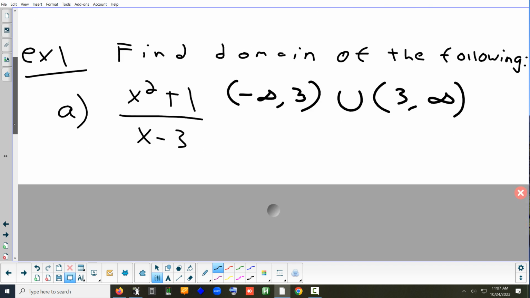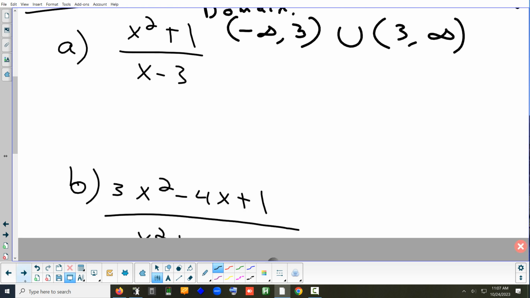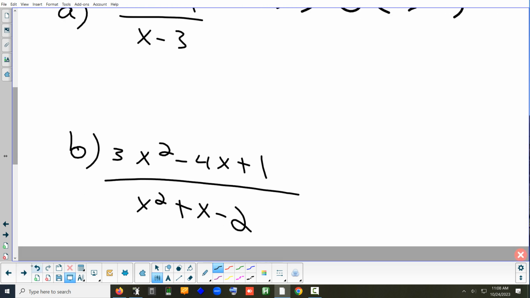Okay, that's it. That's the domain. I should put that word though. So write down the word domain and then put what the domain is. Okay, let's look at this one. Again, it's just what would make the denominator 0.